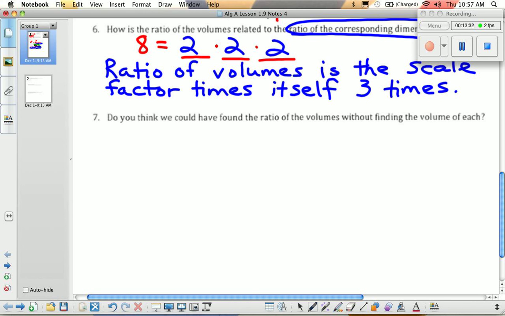8. I get lots of mumbling going on. The ratio of volumes is 8. How could we have gotten that without actually going and finding all that volume? What could we have done, Emerson?